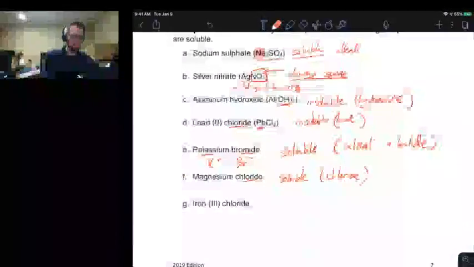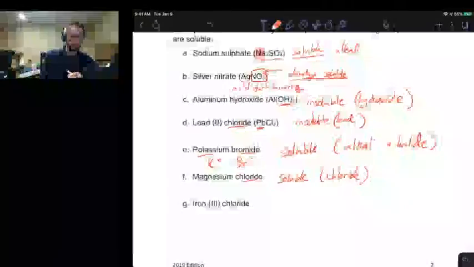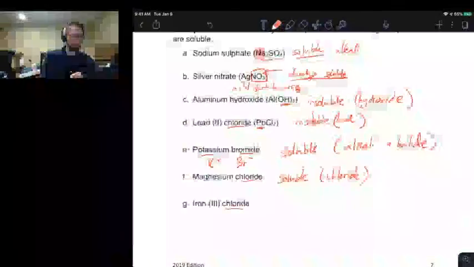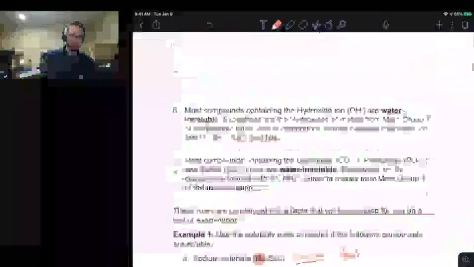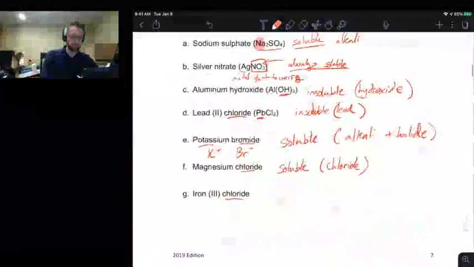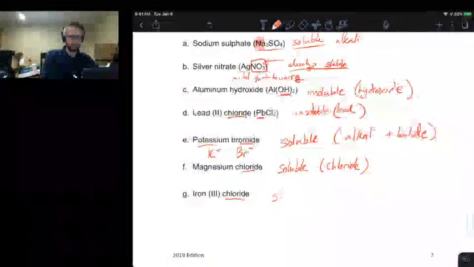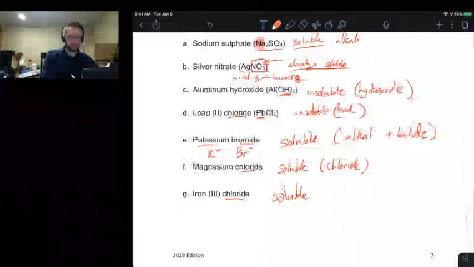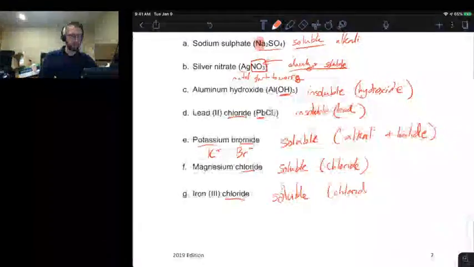And then iron 3 chloride. Okay, so chlorides are usually soluble. Let's go double check the exceptions. I don't see iron as an exception, so it is also soluble. Chloride. And so that's how we would do that.